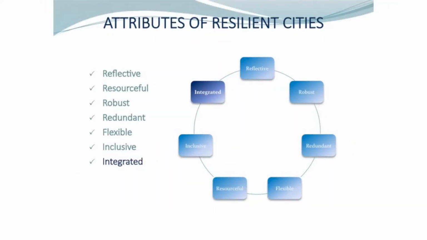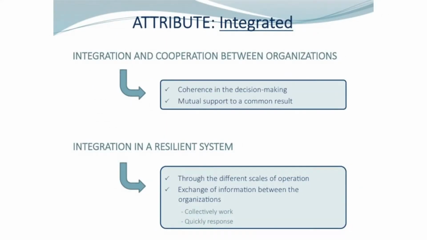Resilient cities present 7 attributes that allow them to resist, respond, and adapt more easily when facing a threat or a disaster. These community attributes are reflective, resourceful, robust, redundant, flexible, inclusive, and our target attribute, integrated. But what do we mean by the concept of integrated?